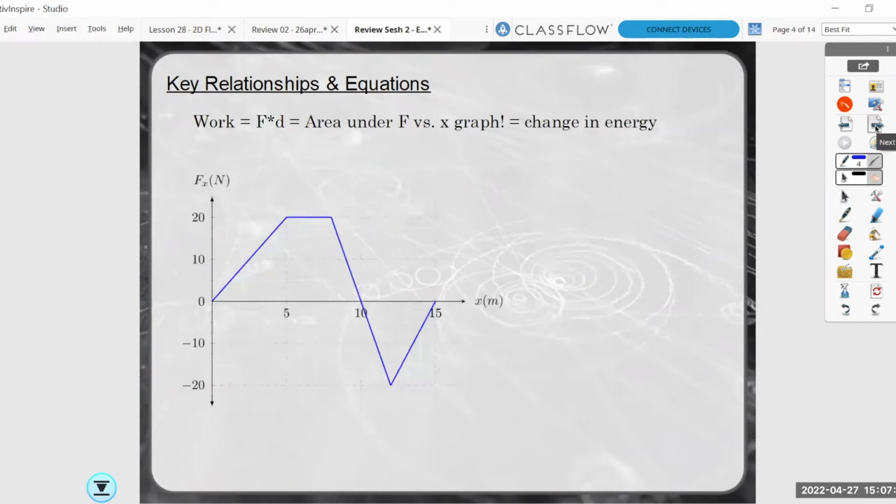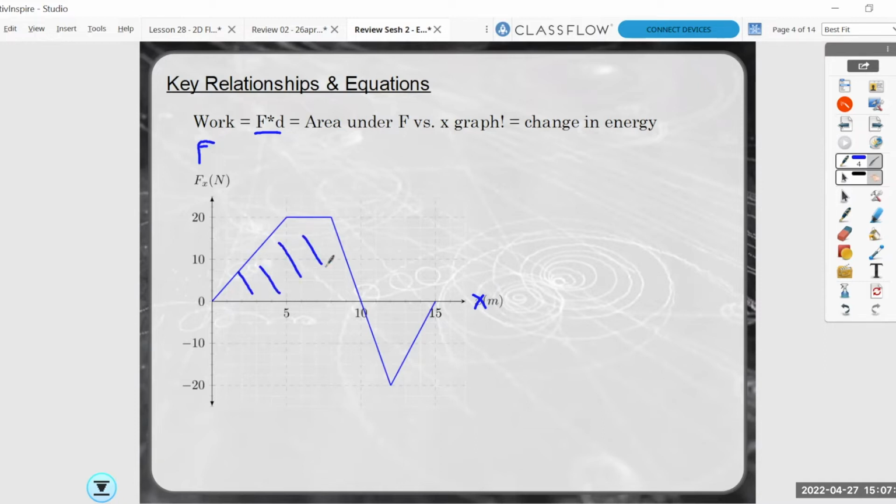A few things that we need to be reminded of are work. Work is usually force times distance, but we always want to ask ourselves, what happens when the force is changing, right? When it's not a constant force? Well, in this case, we're looking for a graph of force versus distance, force versus displacement. If you've got a force versus displacement graph, the area under that graph is going to tell you the work.